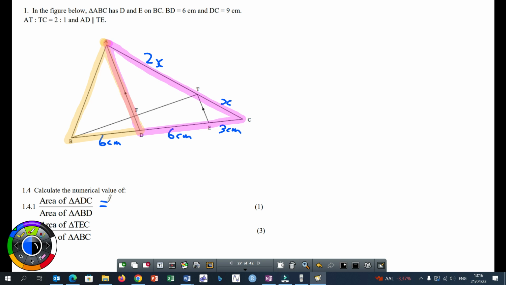The ratio of their areas will be equal to the ratio of their bases. They share a common vertex here, and their bases are going to be along BC. The base of ADC is DC, which is 9, divided by the base of ABD, which is 6. So the answer here is going to be 3 over 2.